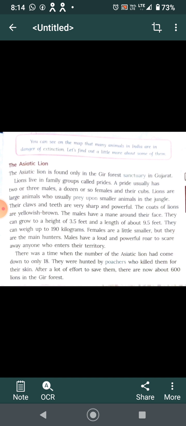We are losing the Asiatic lions. Why? Because their skin is used for different purposes. So, in order to get its skin, they are being killed by the poachers. After a lot of efforts to save them, there are now about 600 lions in the Gir forest. So, our government had taken various measures to save the animal, and now from 18 its number has come to 600, which is a very good thing for us.